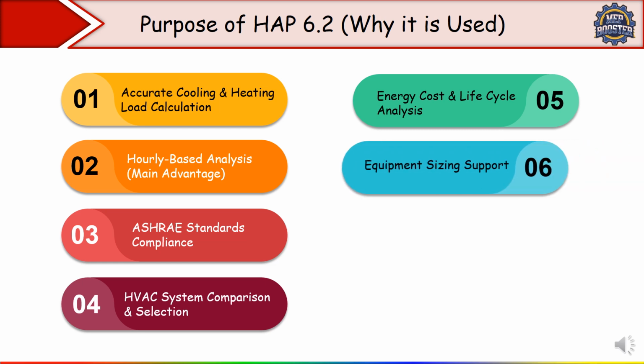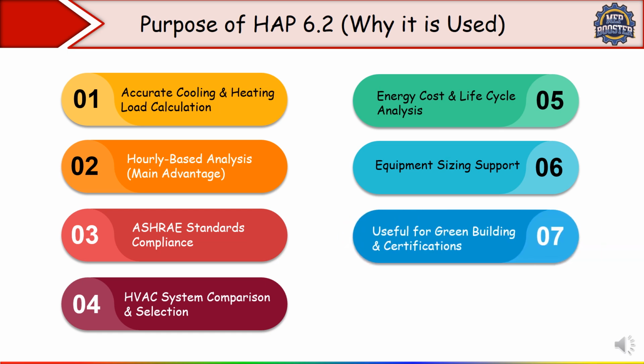Okay, next purpose is what? To support equipment sizing. So based on the calculated load which you have done, HAP assists in chiller sizing, AHU and FCU capacities, cooling coil selection, airflow. Okay, and it is useful for green building and certification also. HAP is widely used for LEED projects, energy modeling, sustainability reports.